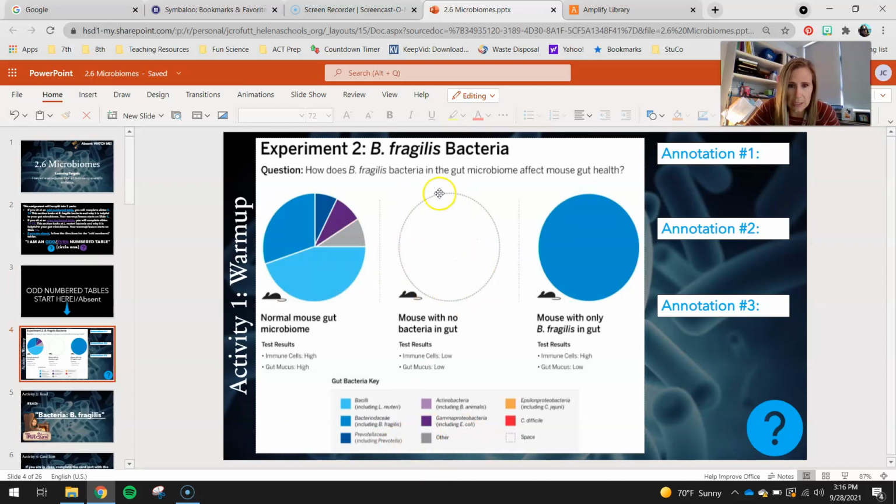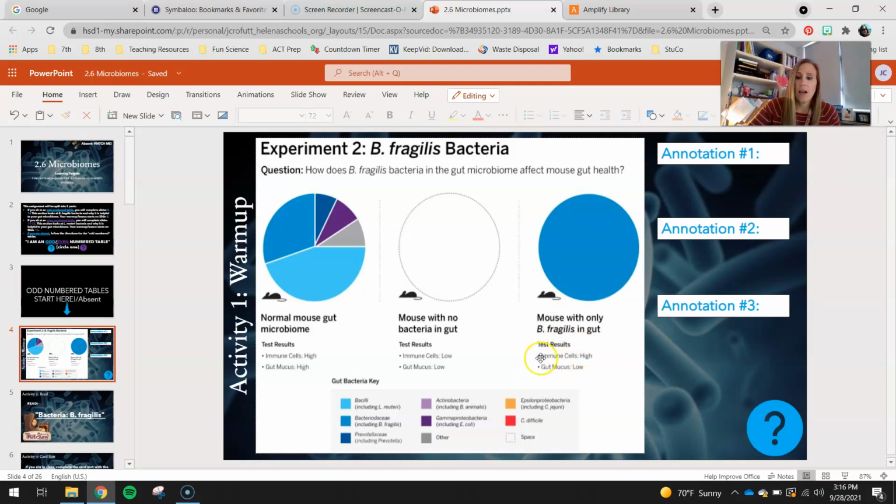We also have this mouse that has absolutely no bacteria, and then this mouse that has only B. fragilis, this medium blue color. If we look at the normal mouse microbiome, we can see it has high immune cells and high gut mucus. The mouse without any bacteria has low immune cells and low gut mucus. And the one with just B. fragilis has high immune cells and low gut mucus.